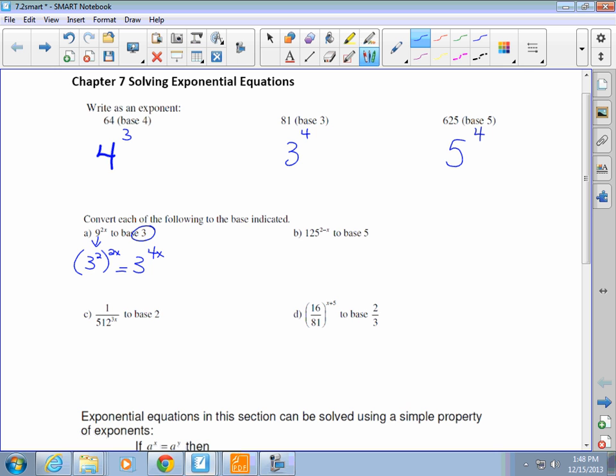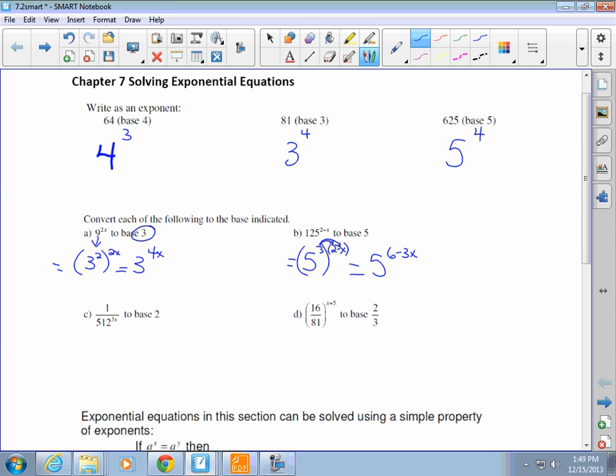So 125, we want to convert that to a base of 5. 5 cubed will give us 125, but we still have this power of 2 minus x. Same thing, power to a power, you multiply them. So this becomes 5 to the power of 6 minus 3x. All I've done is distribute that 3 to both of those terms.